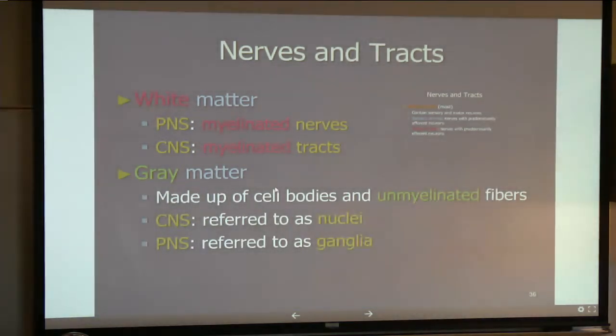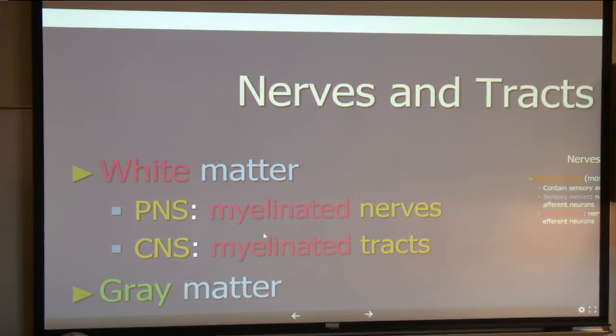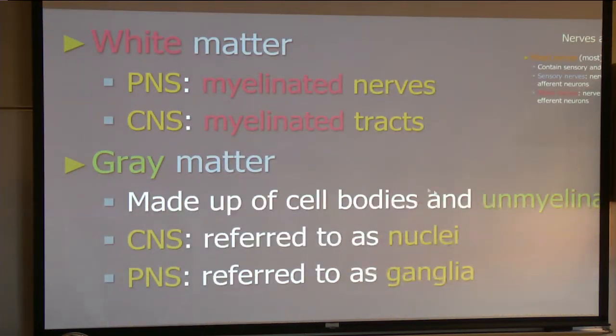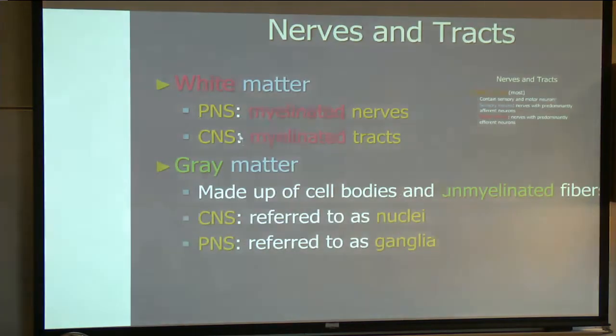A little bit more definitions. We know that white matter is myelinated. So white means myelinated. Gray matter is unmyelinated. Okay, we talked about that already. Now, if it's myelinated in the peripheral nervous system, it's referred to as a nerve. If it's myelinated in the central nervous system, it's referred to as a tract. Okay, it's just some terminology.